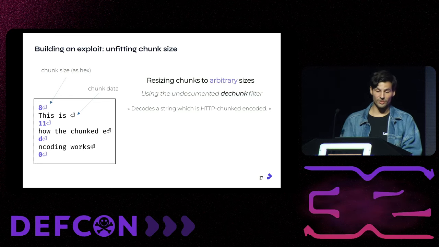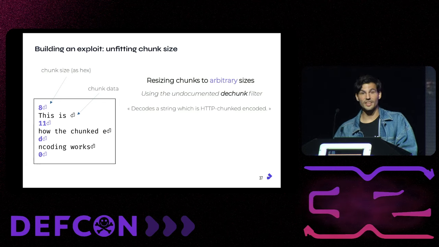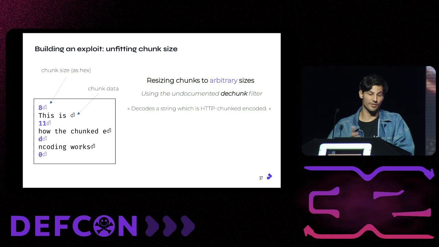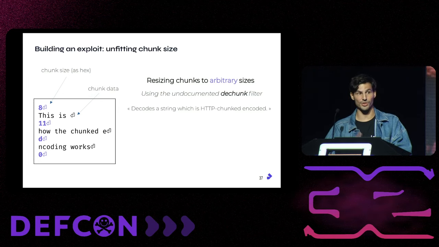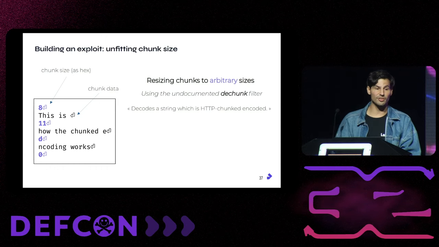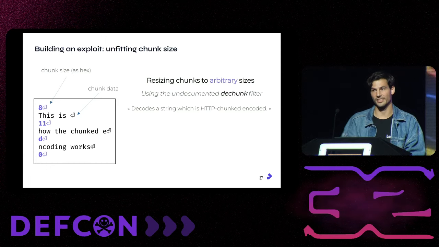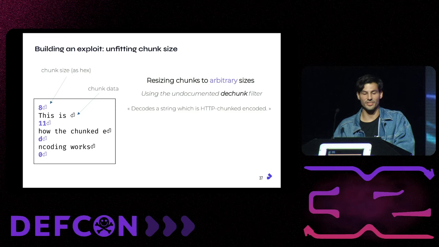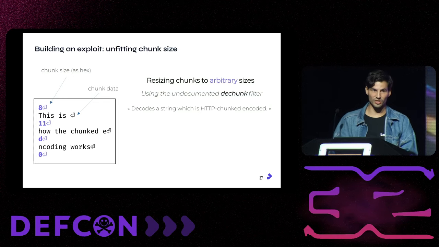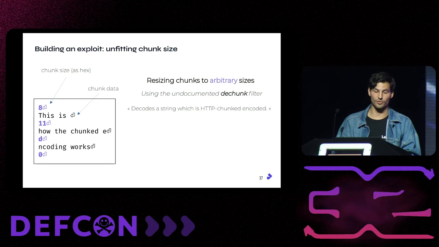So what the dechunk filter does is that it will read a size as ASCII hex, then read the amount of bytes that correspond to this size. For instance, if it reads 8, as in the example, it will read 8 bytes. Then it will read 11, and since it's ASCII hex, it's 17, so it will read 17 bytes, and then it will read 0. And 0 doesn't indicate an empty chunk, it indicates the end of the dechunking. So when it receives 0, it stops processing the data.